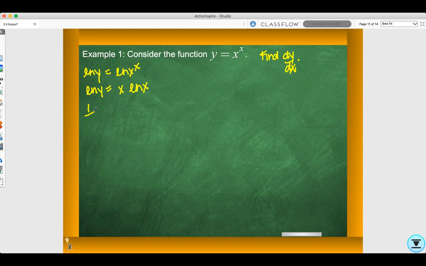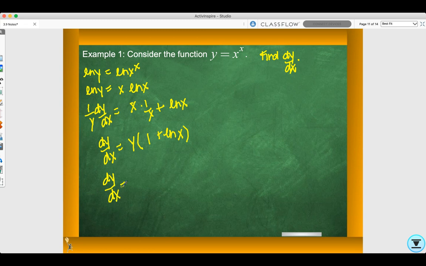Now I can take the derivative using implicit differentiation on the left side and the product rule on the right side. So I'd have 1 over y dy dx equals x times 1 over x plus the natural log of x. Now I would have dy dx equals y times 1 plus the natural log of x. And then going back to my original function here, y equals x to the x, I would replace this y here with what it equals. So dy dx would equal x to the x times 1 plus the natural log of x.